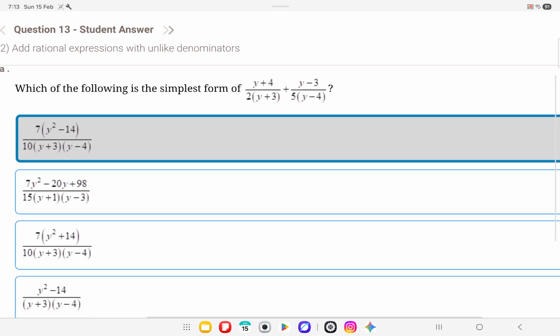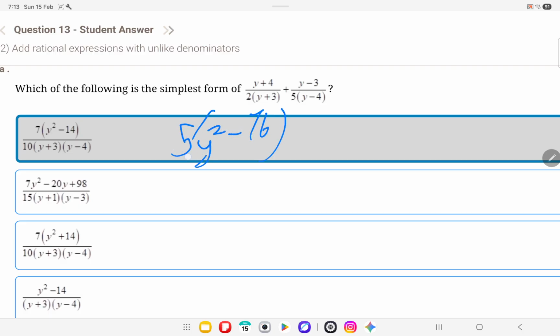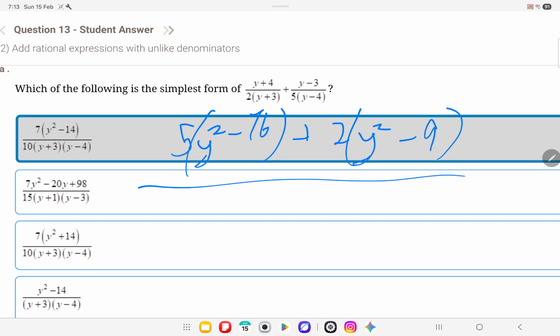Let's just rewrite it so we can see. 5y squared minus 16 plus 2y squared minus 9 all over 10y plus 3 times y minus 4.